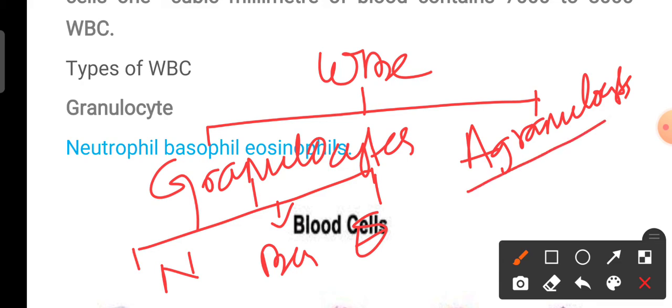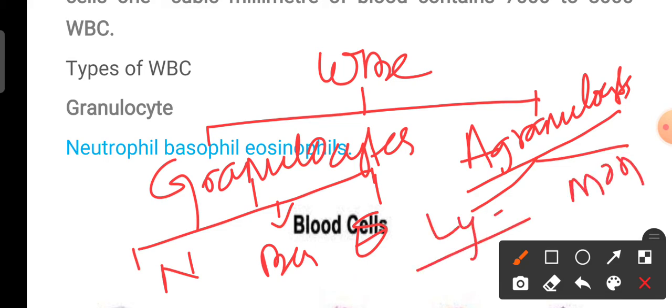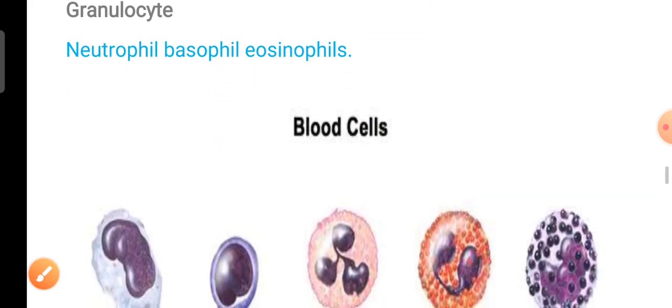And agranulocyte is also divided into two parts. One is lymphocyte and another is monocyte. The lymphocytes are again divided into two types, that is T lymphocyte and another is B lymphocyte. Okay, my students, you can note down all these points.